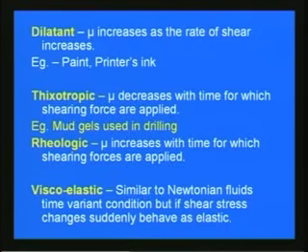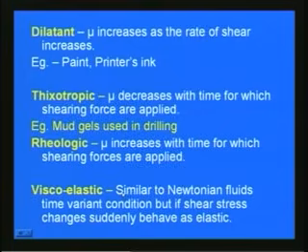In the case of fluids in which mu decreases with the time for which the shearing is applied, that kind of fluid is called a thixotropic fluid. For example, mud gels used in drilling can be classified as thixotropic fluid. And in the case where mu increases with the time for which shearing forces are applied, that kind of fluid is called a rheopectic fluid. And similar to Newtonian fluids under time-variant conditions, if shear stress changes suddenly and the fluid behaves as elastic, that kind of fluid is called viscoelastic.